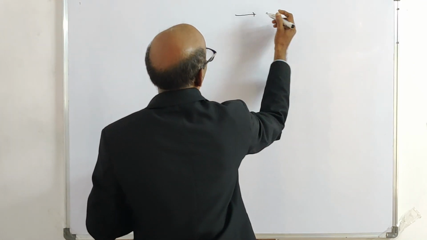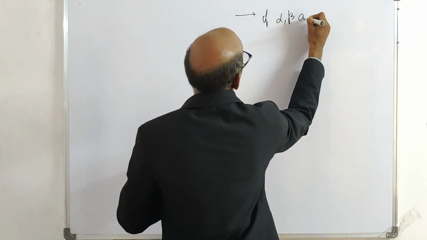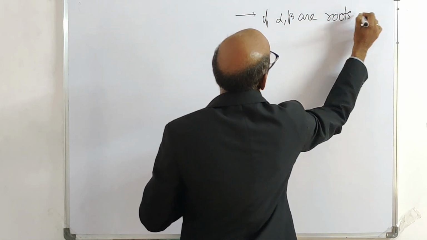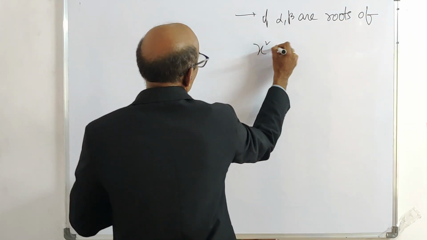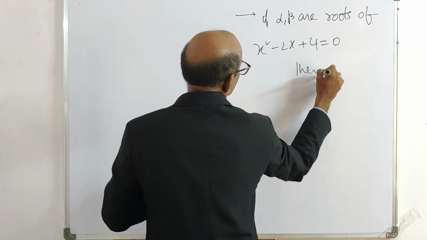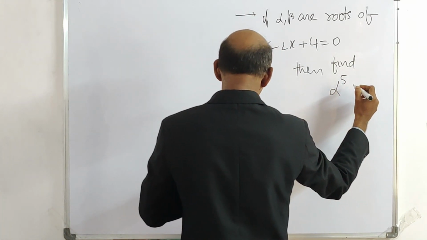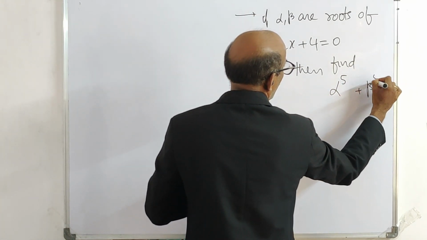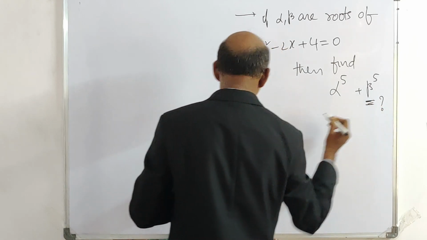Okay, one more example here. Please note down. Please observe the data. If alpha, beta are roots of the equation x square minus 2x plus 4 equal to 0, then find alpha power 5 plus beta power 5. That is our requirement. I think you got my point.